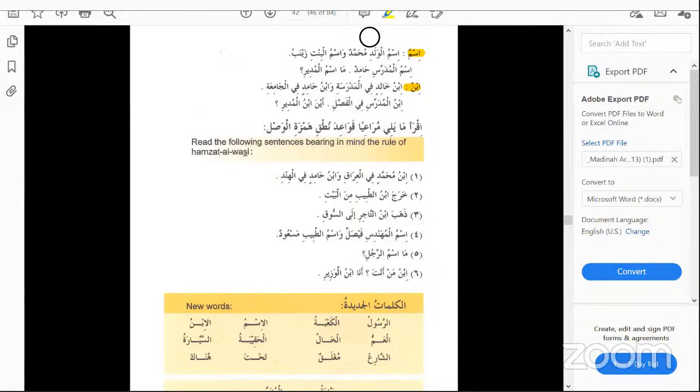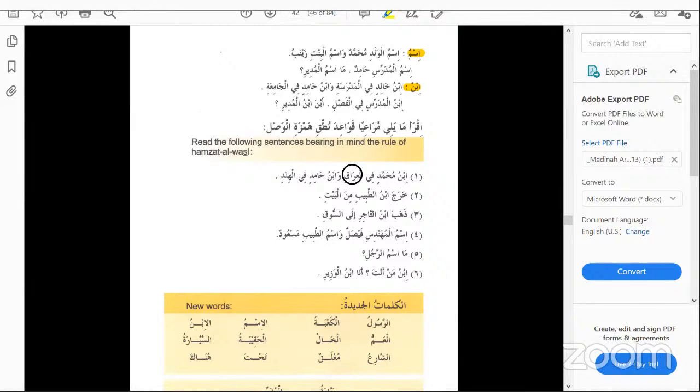Ikhra ma yali. Read the following sentences. Ibnu Muhammadin fil Iraqi wabnu Hamidin fil Hindi. Muhammad's son is in Iraq and Hamid's son is in India. Kharajabnu tabibi minal bayti. The doctor's son left from the house. Dhahabab nu tajiri ila suqi. The merchant's son went towards the market. Ismul muhandisi Faisalun. The engineer's name is Faisal.